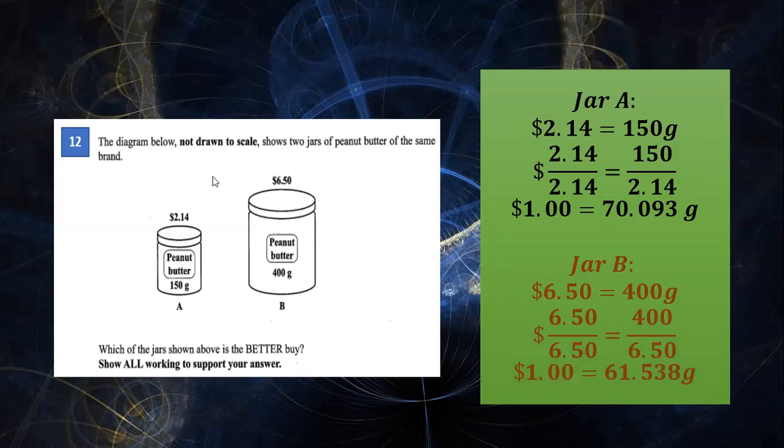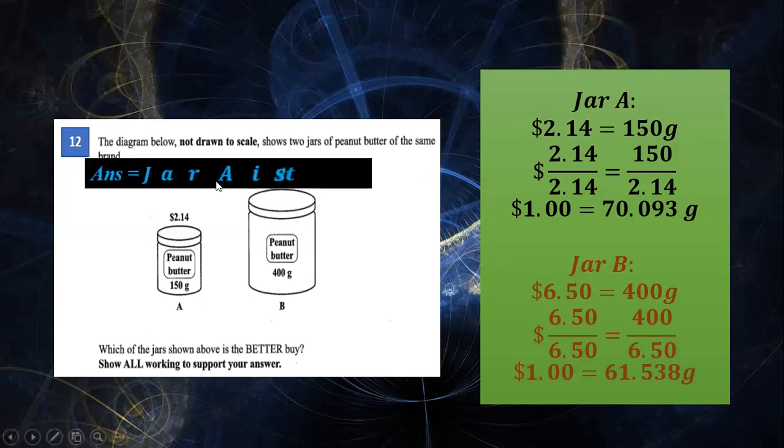The better buy is going to be jar A, because for the same $1, I'm going to get more peanut butter than jar B. Are we cool with this? Even though jar B looks bigger, don't be fooled by that. We break everything down to $1. How much is $1 going to give us? Whoever gives us the most of anything for $1, that's going to be the better or the best buy.